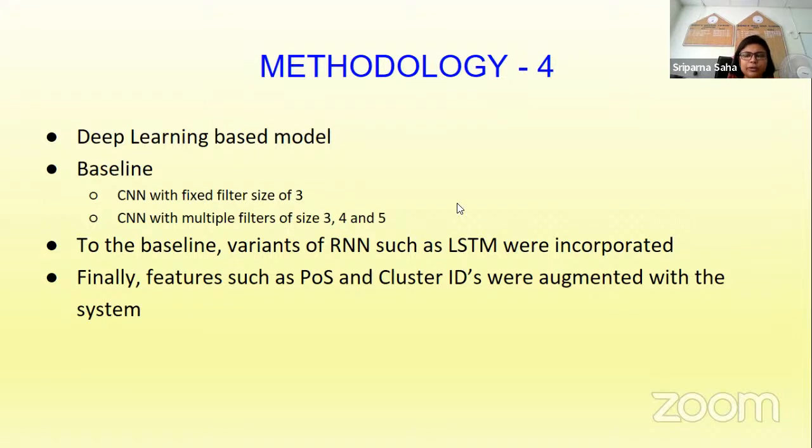In our methodology 4, we use a deep learning based model. Here, we have used the CNN to extract the features. CNN is used with different filter sizes: 3, 4, 5, etc. For the baseline, we have used the LSTM also. CNN is very much capable of extracting character level features, and that's why we are using the CNN. Finally, we are also adding features like part of speech and the cluster IDs, which are augmented with the system.